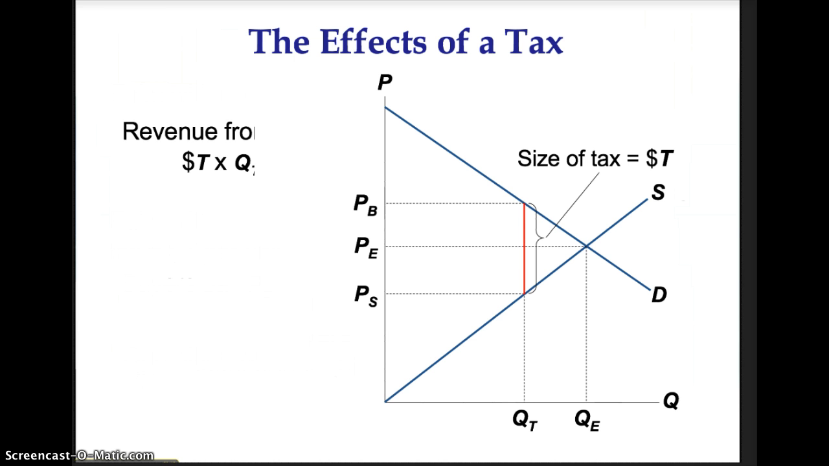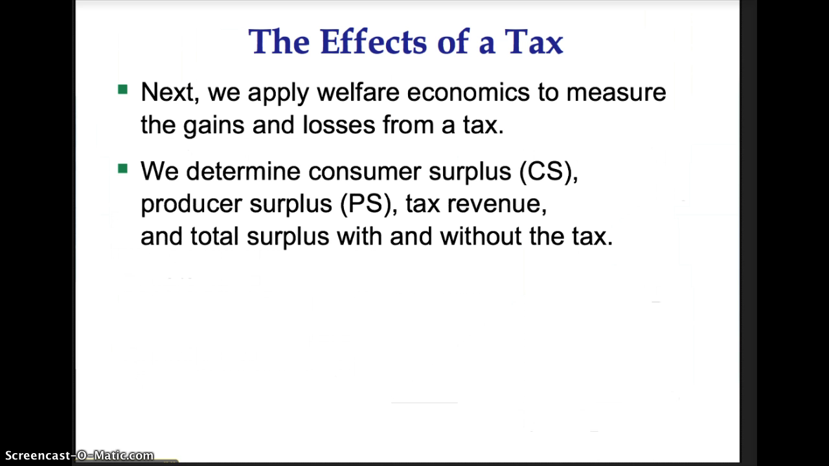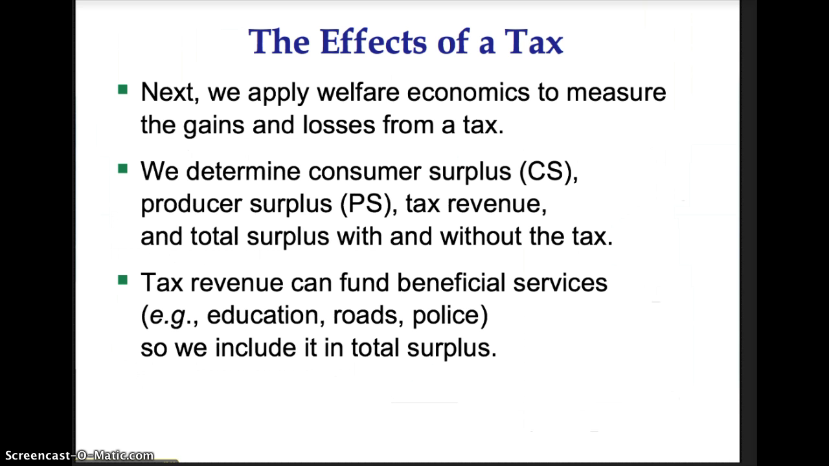Tax revenue is calculated by multiplying the tax by the quantity being sold and is shown as the pink shaded area. We are going to apply the concept of welfare economics developed in Chapter 7 to measure the gains and losses from a tax. We will determine consumer surplus, producer surplus, tax revenue, and total surplus with and without the tax. Remember, tax revenue can fund beneficial services, so we include it in total surplus. Services include things like public education, roads, and police.